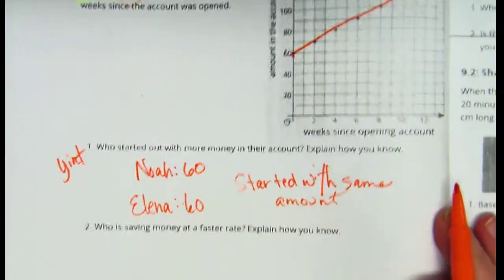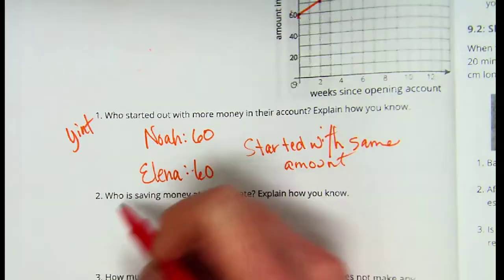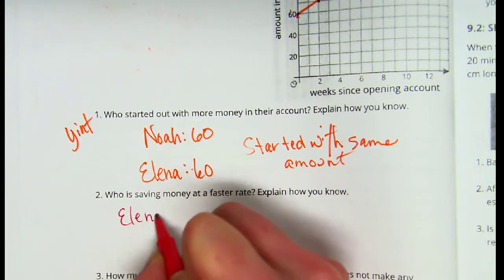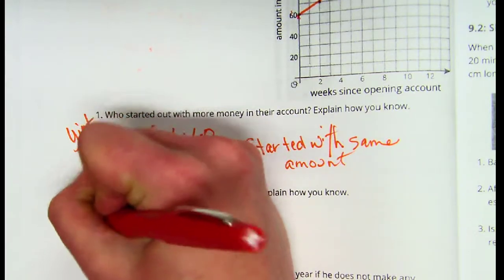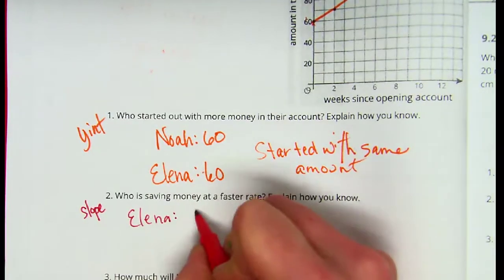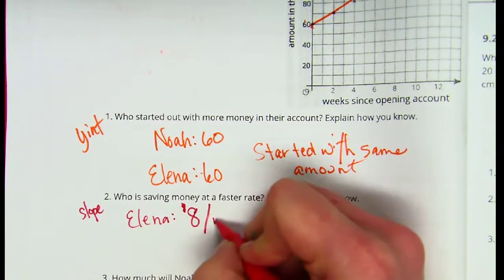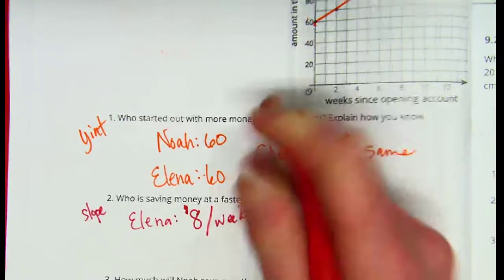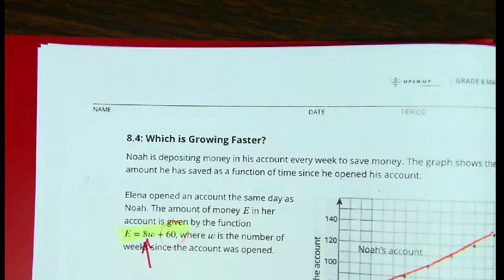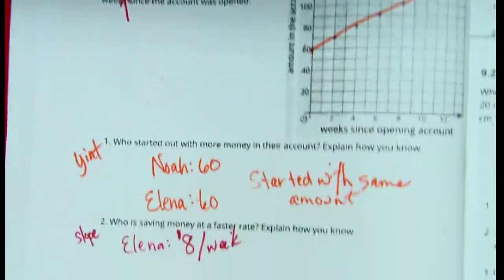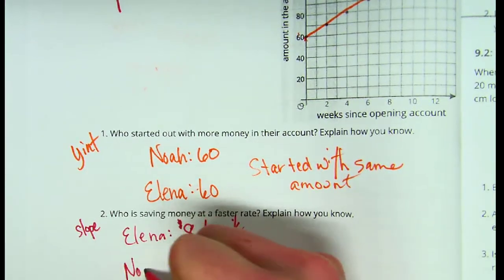Who's saving money at a faster rate? Explain how you know. Elena is saving, this is asking for the slope. Elena is saving $8 a week. I know that because that's the rate right there. 8 times W, 8 times the number of weeks. Now we've got to figure out Noah.